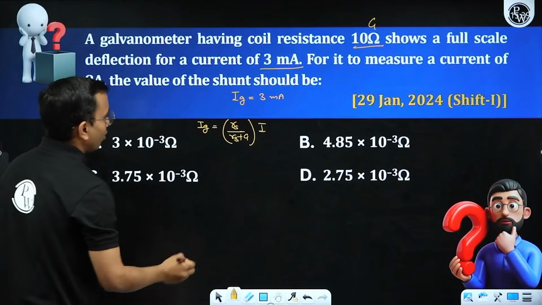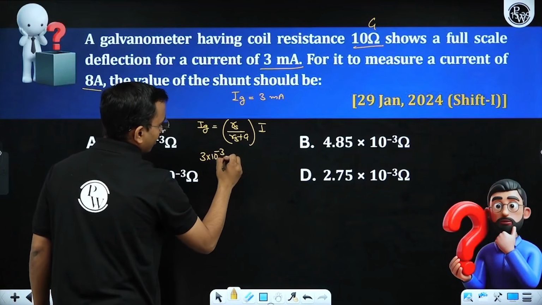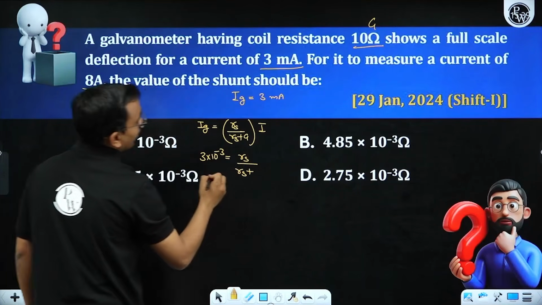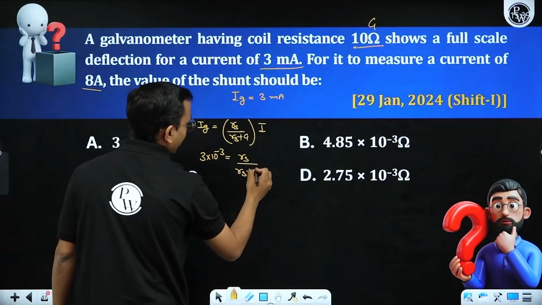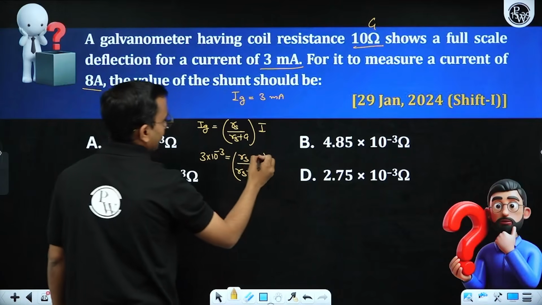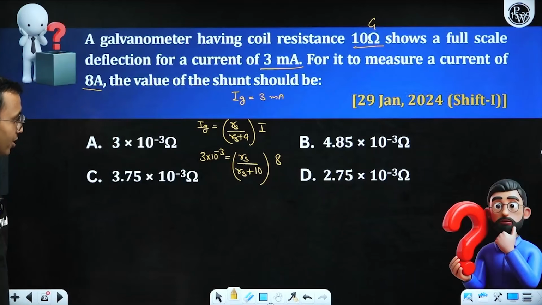Okay. Now Ig is 3 into 10 to the power minus 3. This is R shunt divided by R shunt plus, what is galvanometer resistance? This is 10, and into I is 8. Now we need to solve for R shunt.